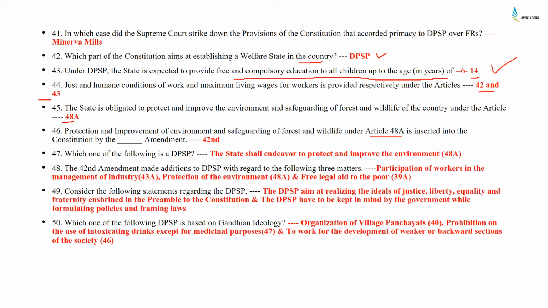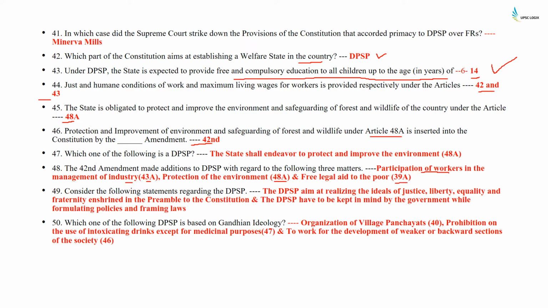the Constitution by the 42nd Amendment Act, and the 42nd Amendment Act added 3 new directives, and they were participation of workers in the management of industry, Article 43A, protection of environment, Article 48A, and free legal aid to the poor, that is Article 39A.